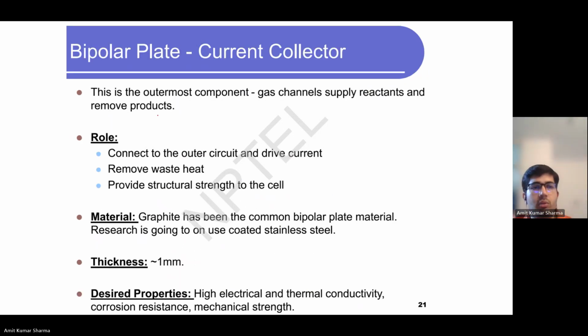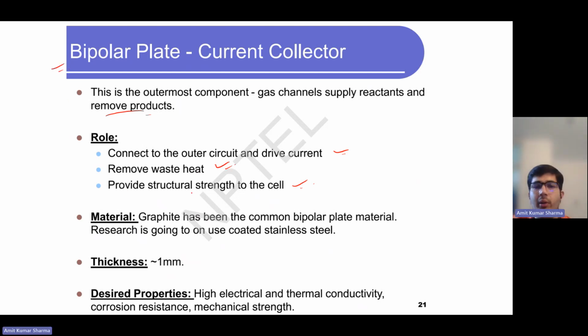Bipolar plate. This is the outermost component. Gas channels supply reactants and remove products. Its role: it connects the outer circuit and drives current. It removes the waste heat. It provides structural strength to the cell. So the structural strength is provided by the bipolar plate.